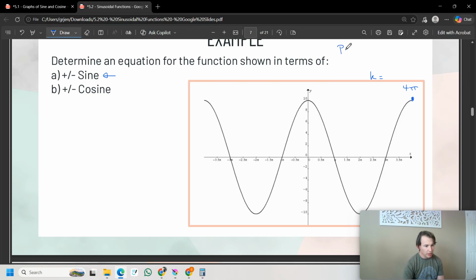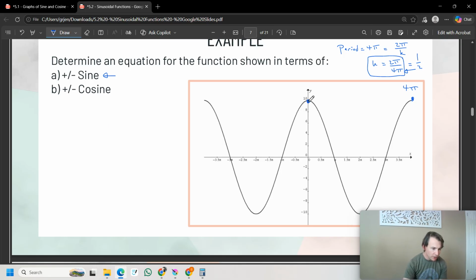We can see the period equals 4 pi, but that's a fancy way of saying 2 pi over k. And then we're just going to solve this for k. So if we have to solve that for k, we're going to multiply both sides by k and divide both sides by 4 pi, 2 pi over 4 pi. Okay? Or in other words, k is equal to 2 pi divided by the period. In this case, 1/2. So there's our k value.